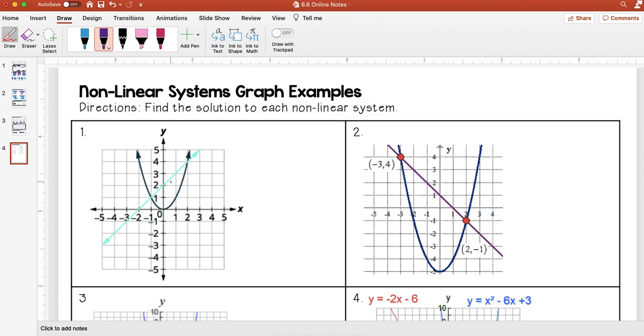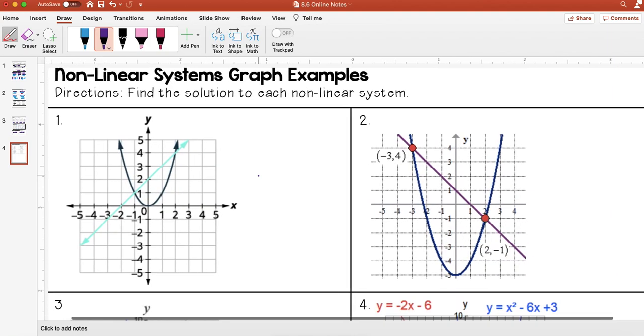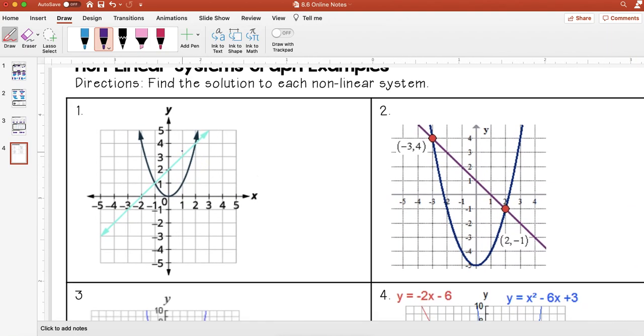So looking at problem 1, I see it intersects at this point and this point. So this first point is at (-1, 1). Remember, your x value goes first when you're writing your point. And then this one is at (2, 4).